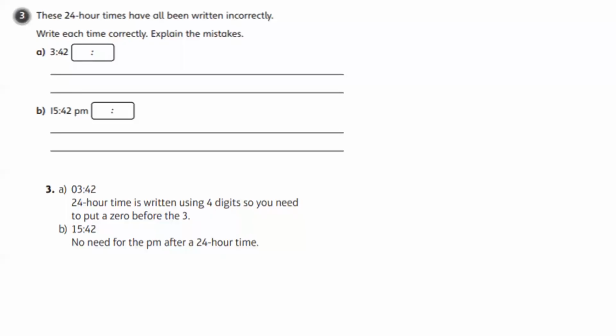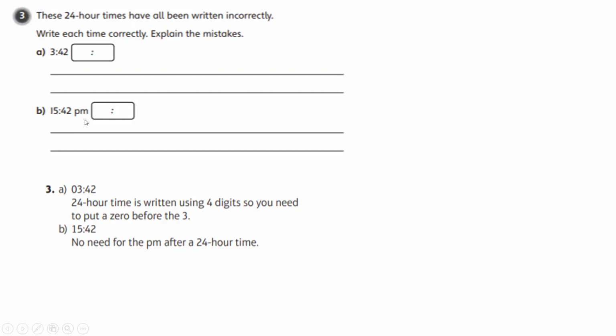Right, now moving on to question 3. These 24-hour times have all been written incorrectly. Write each time correctly and explain the mistakes. 3:42, well, I'm looking at that and thinking, what's incorrect? And then I remember that because it's 24-hour, it must have 4 digits. So all that means is it's 03:42.